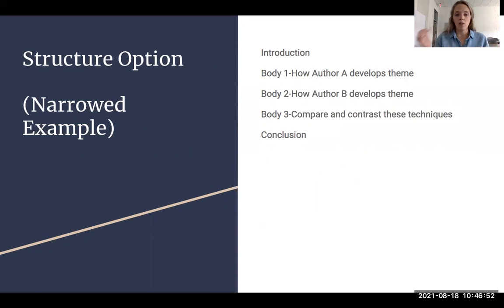Body A, how author A develops theme. Body 2, that's paragraph, right? The second big body paragraph. How author B does it. And then my third paragraph is kind of the meat of it. I'm going to compare and contrast what I just told my reader, right? How are those things similar and different? And then, of course, I wrap it up with my conclusion.